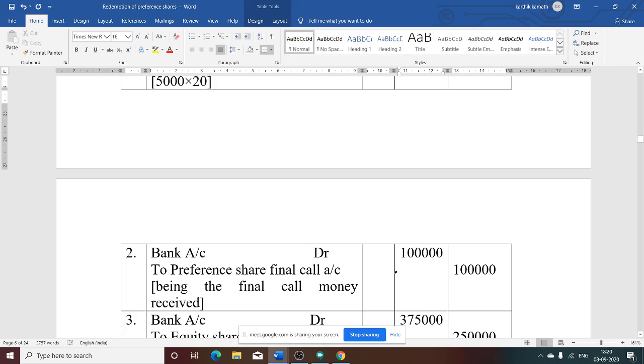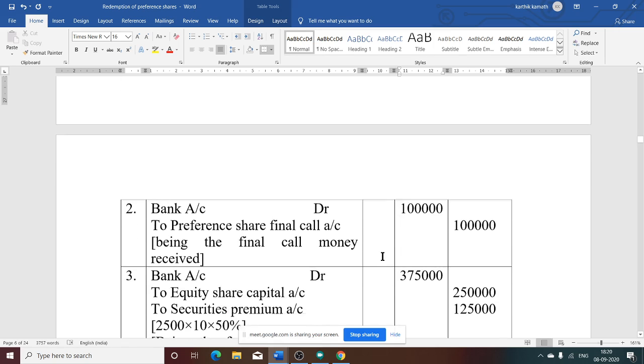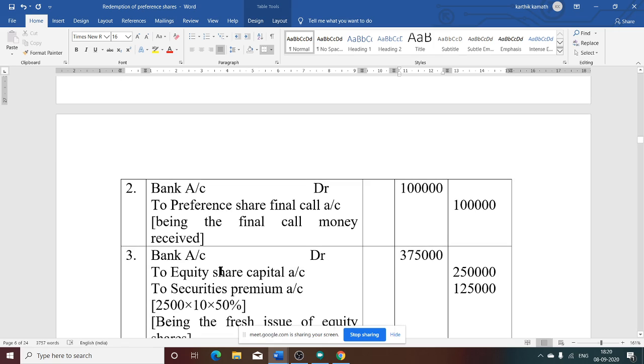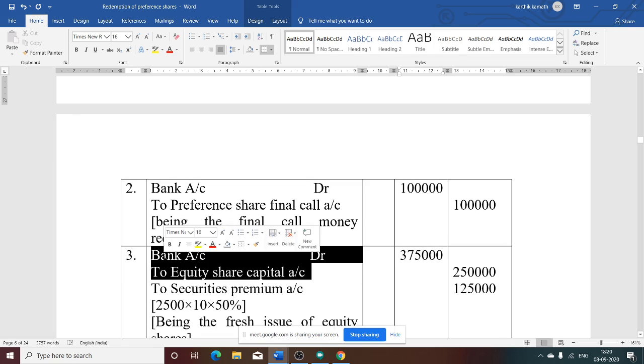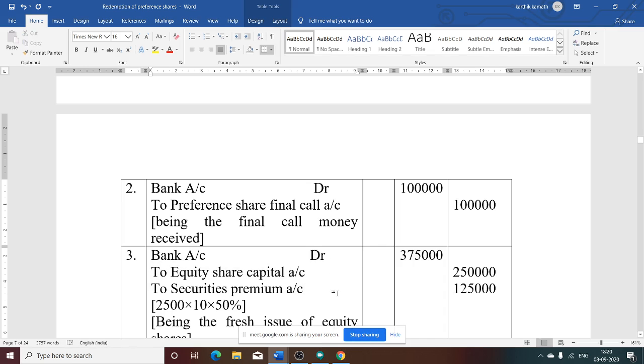After that, we need to see the issue entry. What is the issue entry? Issue entry is for the fresh issue. So for the fresh issue entry, bank account debit to equity share capital is the normal entry. But here shares are issued at a premium of 50%. So what happens here? Bank account debit to equity share capital account and security premium account. Since security premium has a credit balance, we have taken it as a credit. See this, normal 25,000 into 10, 2,50,000 is at par value.